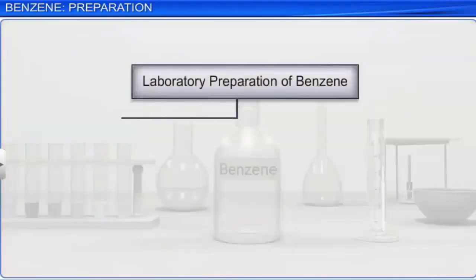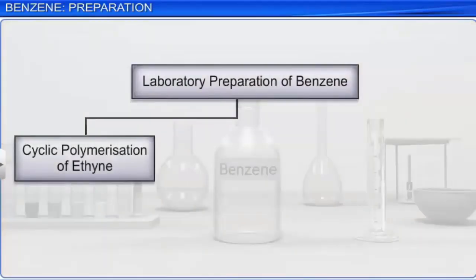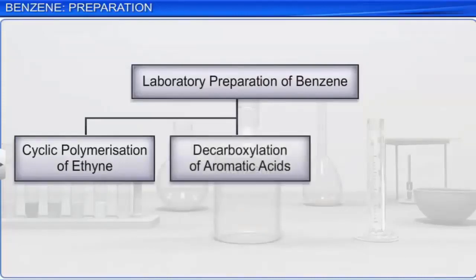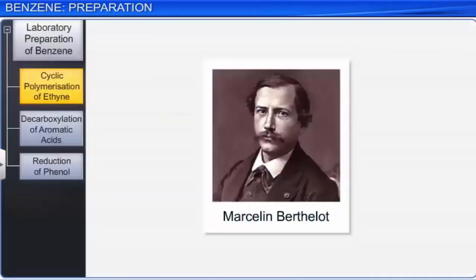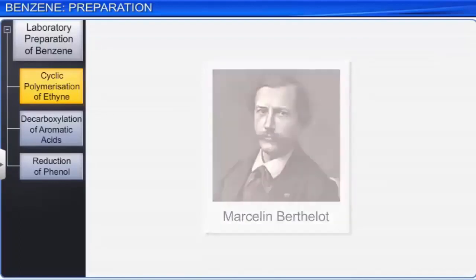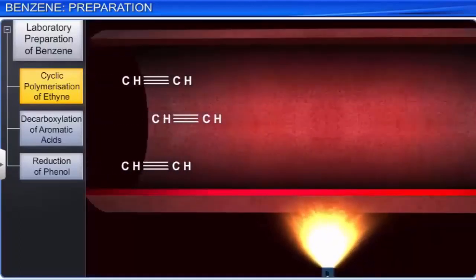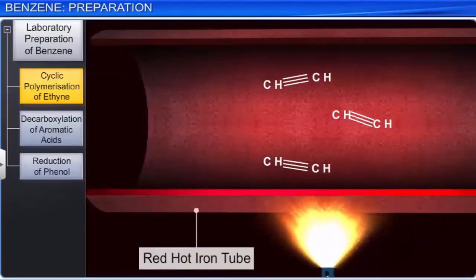Cyclic polymerization of ethine, decarboxylation of aromatic acids, reduction of phenol. Let's look at the cyclic polymerization method. Benzene was first synthesized by Marcellin Berthold by passing ethine through a red-hot iron tube at 873 Kelvin.